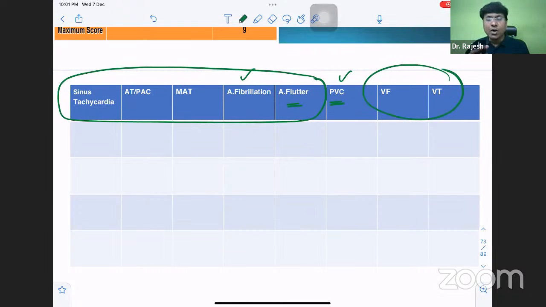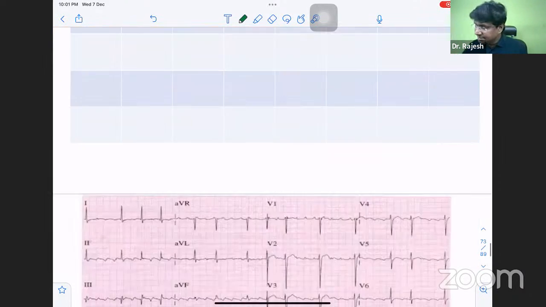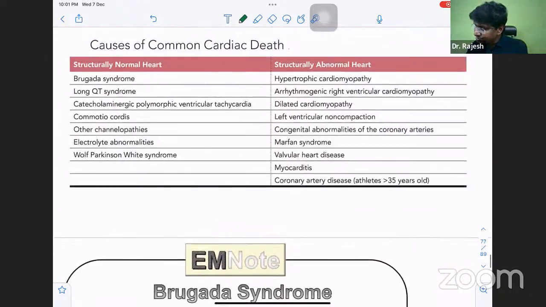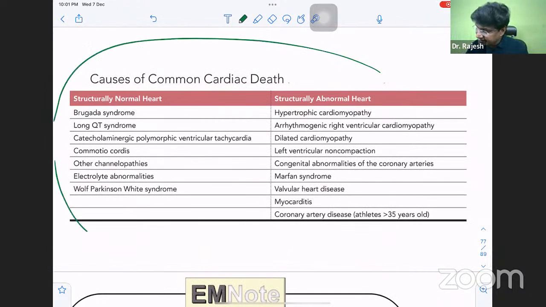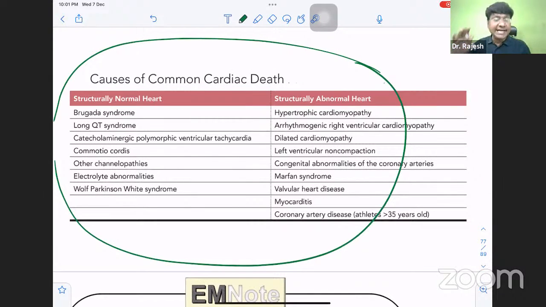But let me tell you all the conditions which can cause VT and VF, where the individual can have a sudden cardiac death. All these conditions, they die because of VT or VF. Let me try to discuss some of the important conditions. Structurally normal heart, sudden cardiac death.